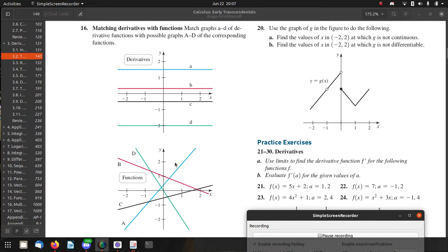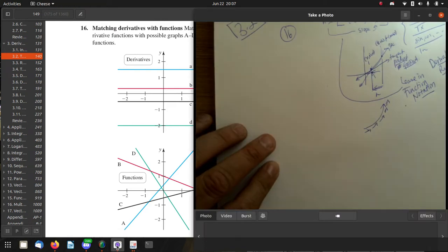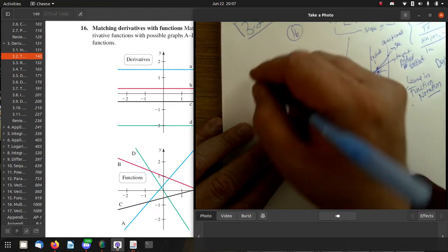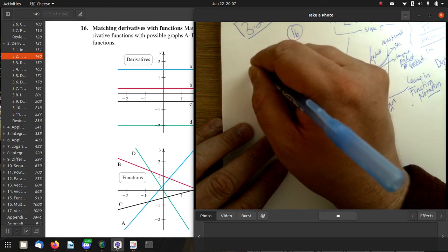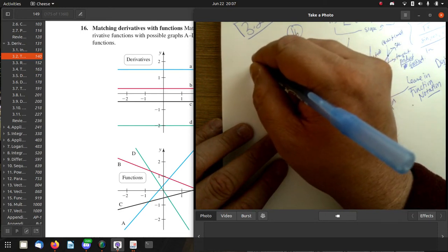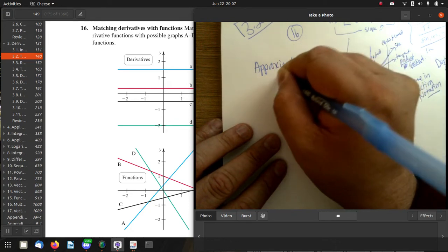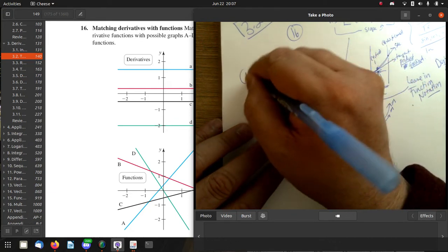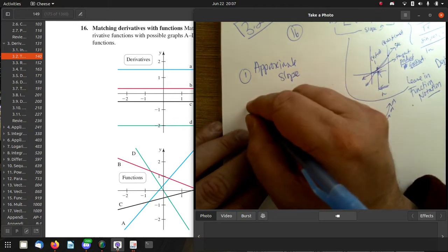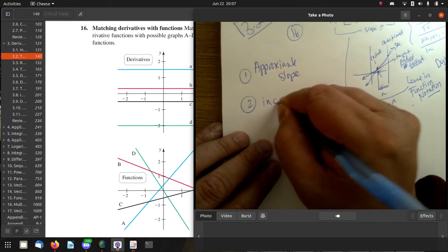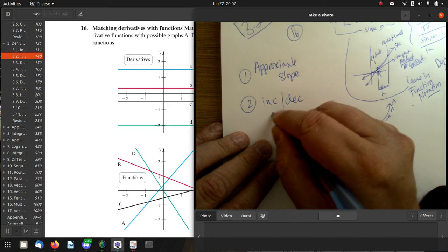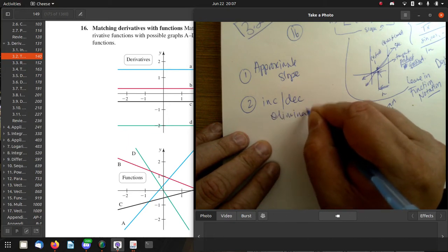Okay, so I'm going to show you two ways to do this. I have it all figured out. Like I said, I was pausing the video real quick there. The two ways you do these visual matchings are you can quickly approximate the slope. That's one thing you can do visually looking at them. But you can also use what I call the increasing or decreasing elimination method.